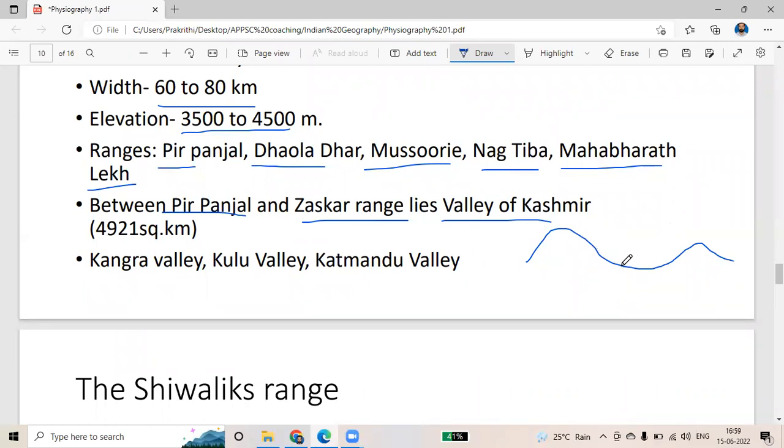Valley is the lowest part. Yes, valley, but there are many important valleys in this Lesser Himalaya. One is Kangra Valley, then Kangra and Kullu, then Kathmandu Valley. There are many valleys like this. I have given some of the names: Kashmir Valley, Kangra Valley, Kullu Valley, Kullu Manali you must have heard. Then Kathmandu, these will come. Kathmandu is the capital of Nepal, right, so all of these will come under this range.